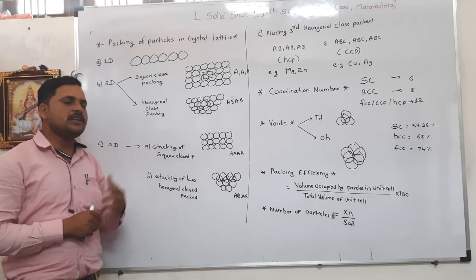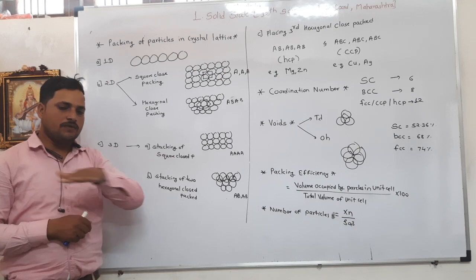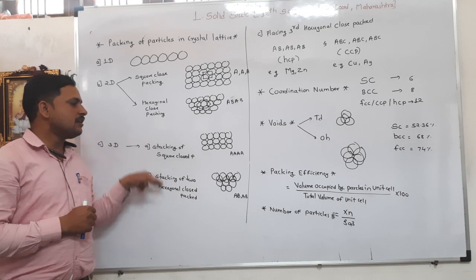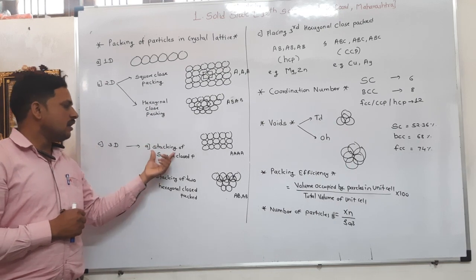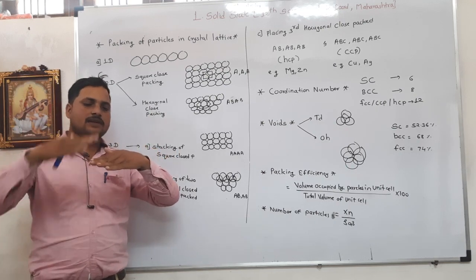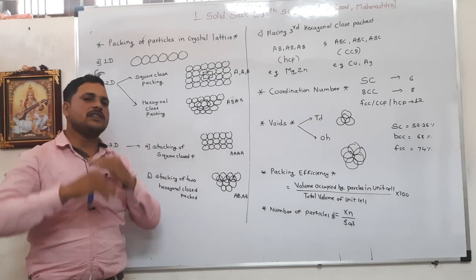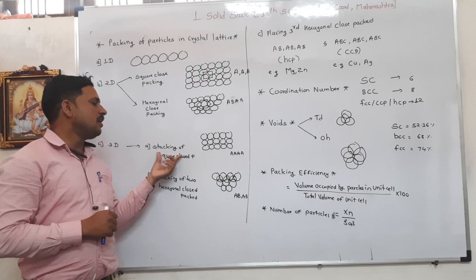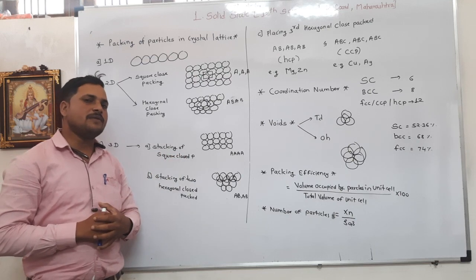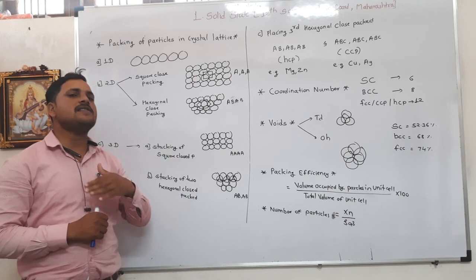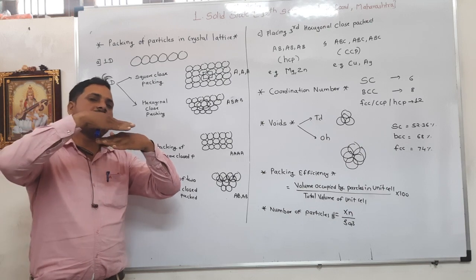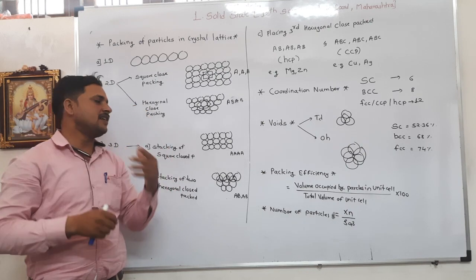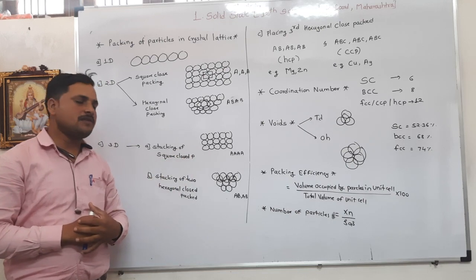Third, in a three-dimensional arrangement, with first layer, second layer, third layer, fourth layer, there are three possibilities. If the first layer, second layer, third layer, and fourth layer are all the same, it forms a square close packing. Means one layer is exactly the same as the second, which is exactly the same as the third. It is forming square close packing.